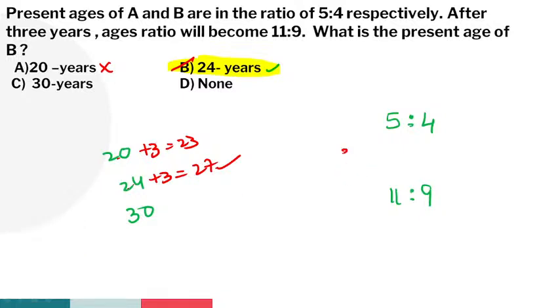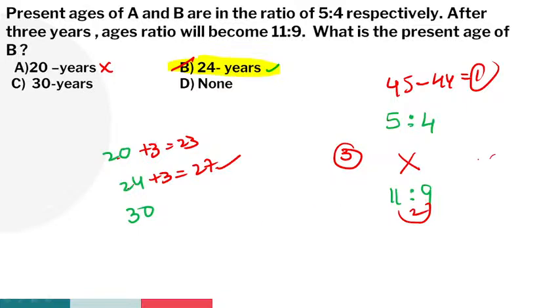What is the first step? Cross multiplication. Check the difference. 9 5s are 45. 11 4s are 44. Difference is how much? 1. What is the second step? Check the second ratio difference. 11 9. Difference is how much? 2. Coming to the third step.